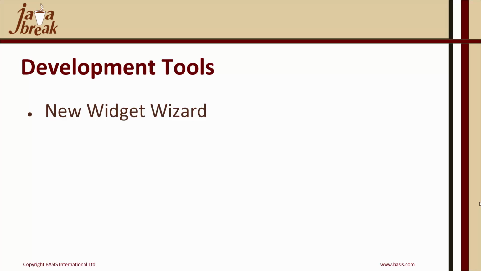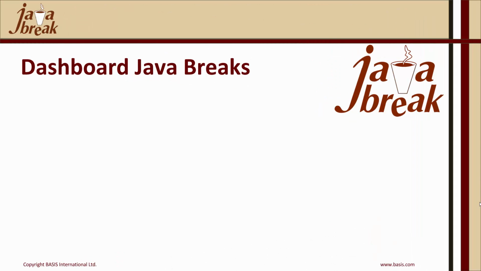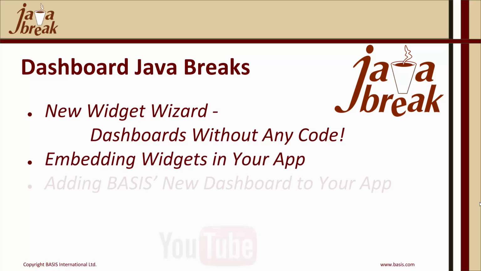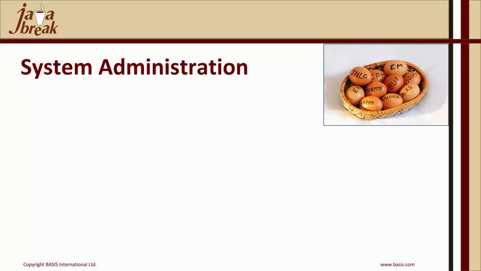We've also covered in past Java breaks the new Widget Wizard in some detail. The Widget Wizard generates BBJ object-oriented code to create widgets or widget sets or widget dashboards, allowing you to just focus on the data you wish to have displayed in your widget. There are a series of Java breaks that talk about the dashboard. The new Widget Wizard, dashboards without any code, embedding widgets in your app, and the original adding Basis's new dashboard to your app. Those are available on our YouTube channel, the Basis YouTube channel, and also from our website under the Java breaks. Let's talk now about a new feature added to the system administration.